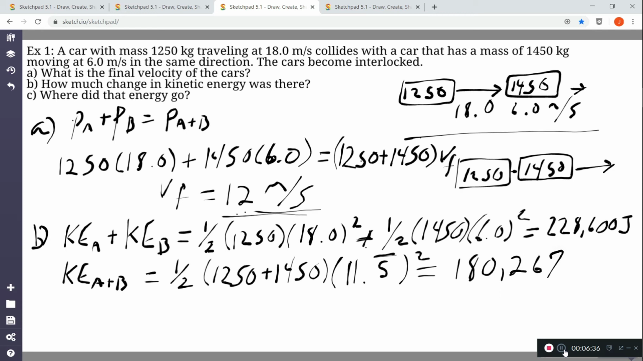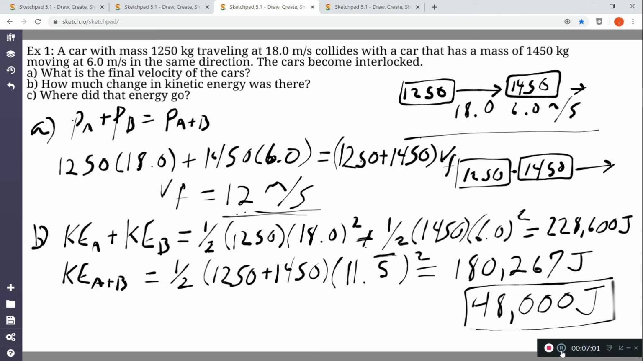Remember, we're limited here to 2 sig figs in the end. So once we do the subtraction here, that will be rounded. I get about 48,000 joules. So we lost about 48,000 joules of kinetic energy, I should say. But really, you never lose energy.